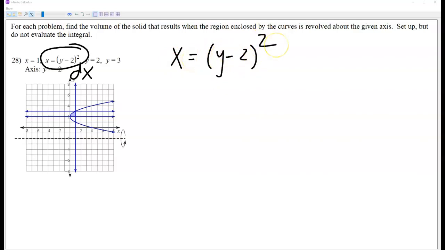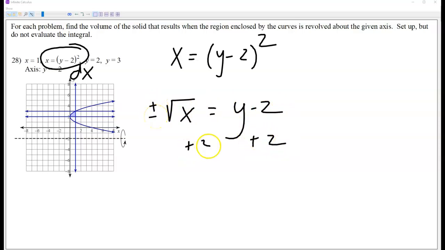So I need to get the y by itself, so my problem is in terms of x. So the first thing I'm going to do is square root both sides. Now, when you square root, though, remember, you always get a plus and a minus. And then we're going to go ahead and add 2 on both sides.